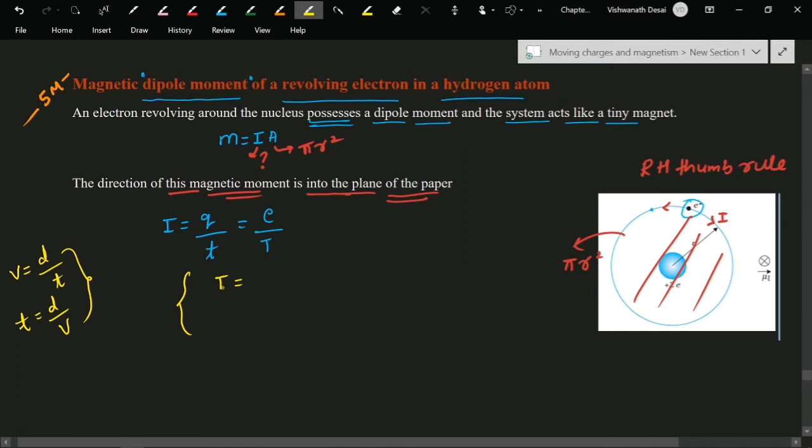So the time period T is equal to the distance covered by the electron. How much distance does the electron cover when it completes one revolution? 2 pi r distance it covers, the circumference of the circular path, 2 pi r, divided by the speed v. So we very easily got the time period. Then this time period can be substituted for T in this particular equation. I will call this equation 2 and this equation 1.